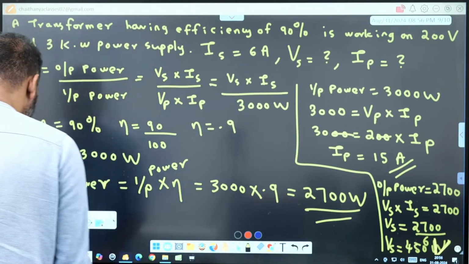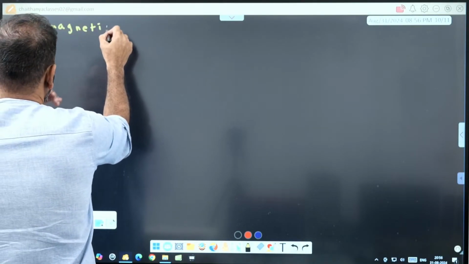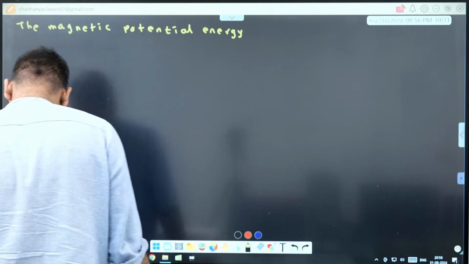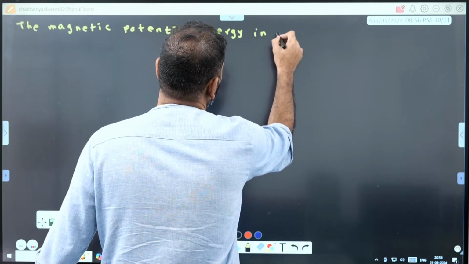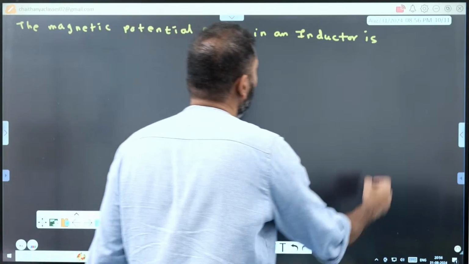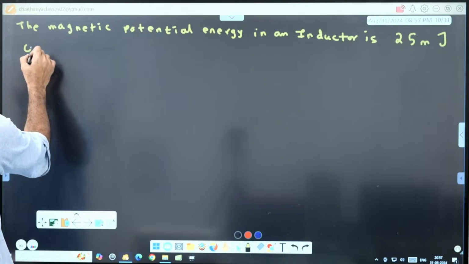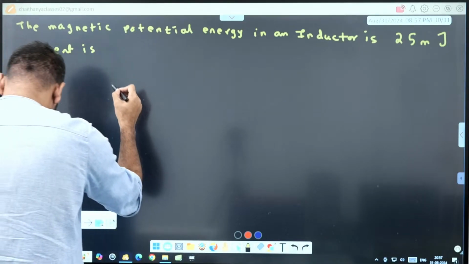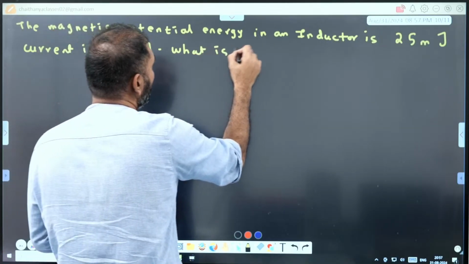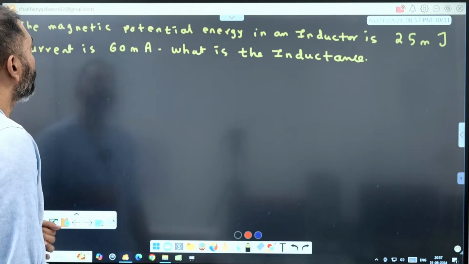അടുത്തൊരു ക്വസ്റ്റ്യനെ ഹോംവർക്ക് പോലെ ചെയ്യട്ടോ. The magnetic potential energy in an inductor is 25 millijoule. Current is 60 milliampere. What is the inductance?